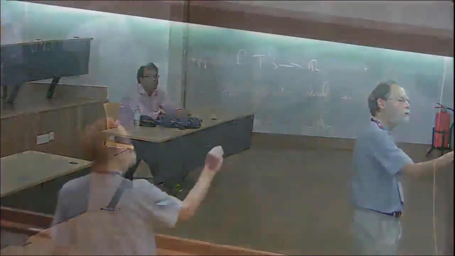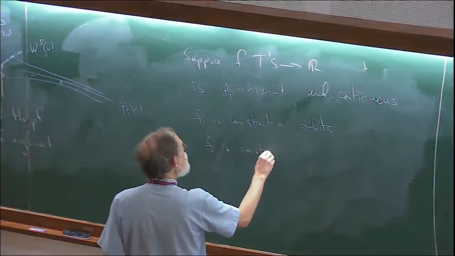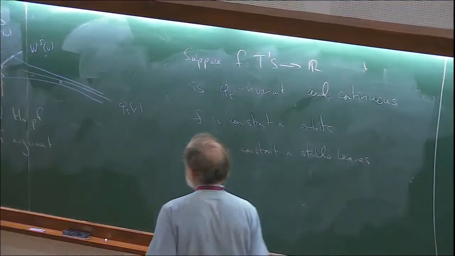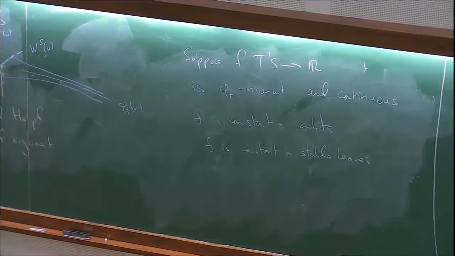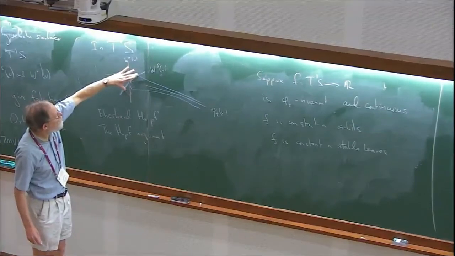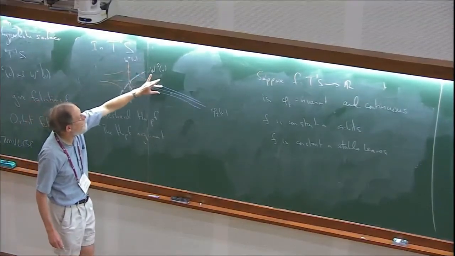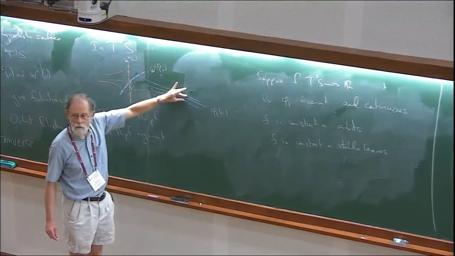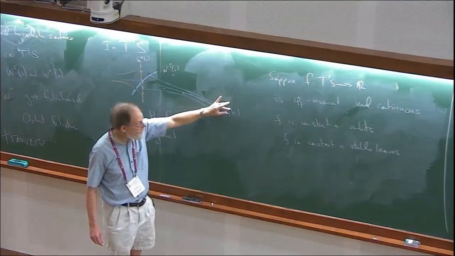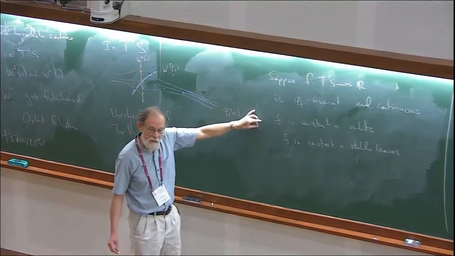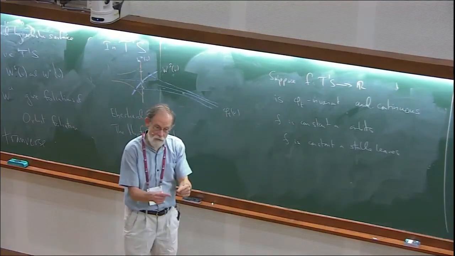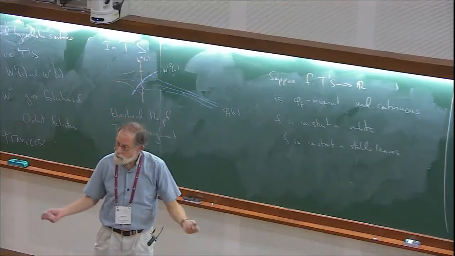But now f is also constant on stable leaves. Why is it constant on stable leaves? Well, here are two places on the same stable leaf. We look at their orbits. As we go along these orbits, the invariant function is staying constant. The orbits are getting closer and closer together. So at some point in the future, when they're extremely close, the values of the continuous function at these extremely nearby points have got to be extremely close.